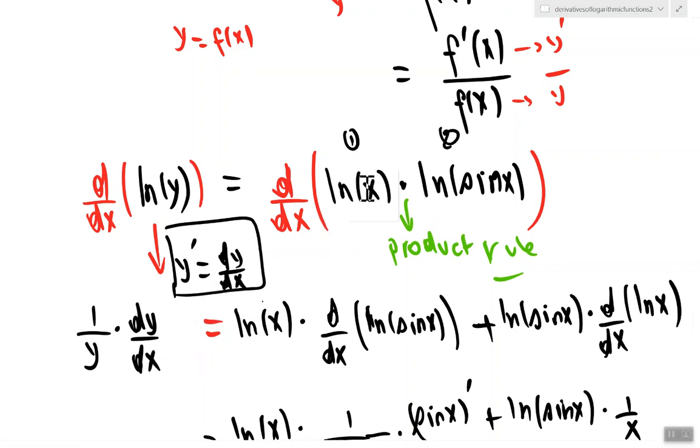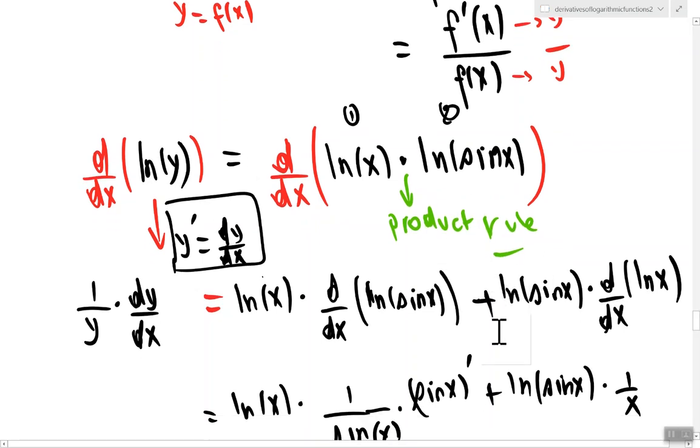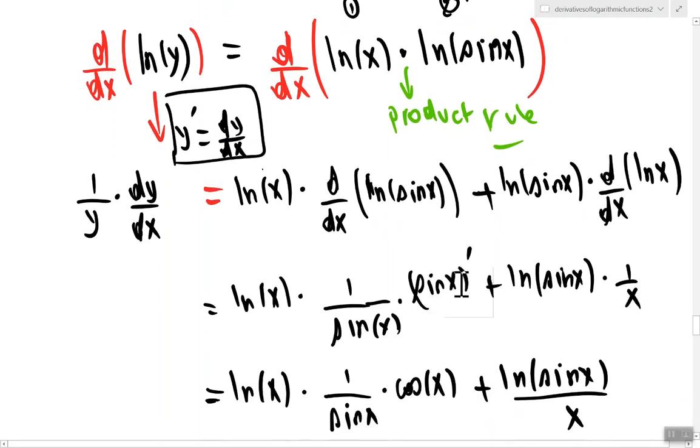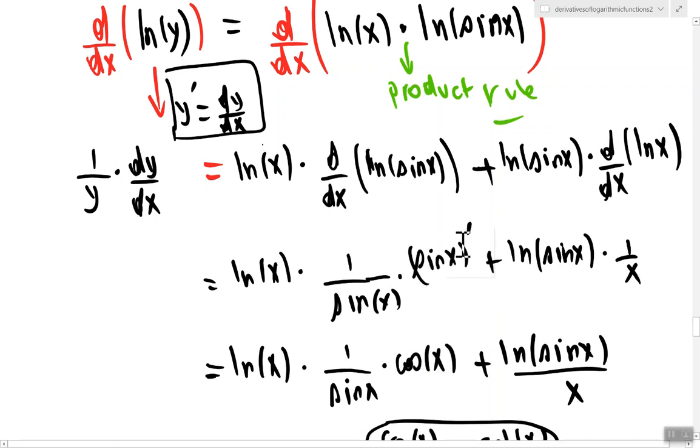On the right side, we have two functions, so that becomes a product of two functions. When you're taking the derivative of a product of two functions, you'll have to bring in the product rule. So what you're going to do is take the first function times the derivative of the second, plus the second times the derivative of the first. So that's the product rule. So the derivative of ln of sine of x is 1 over sine of x times sine of x prime, and sine of x prime is cosine of x.